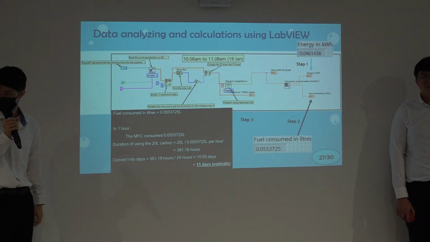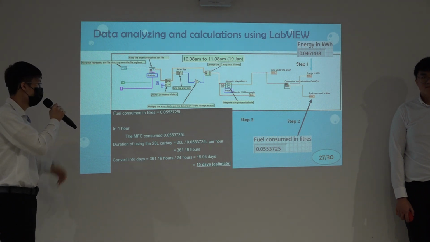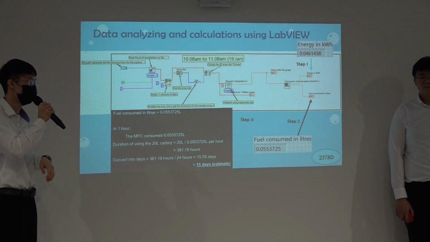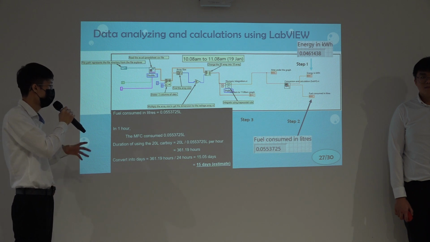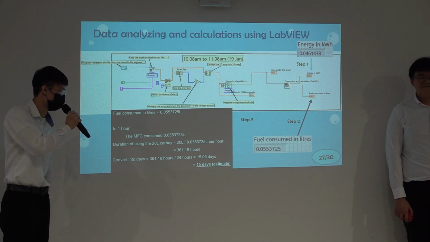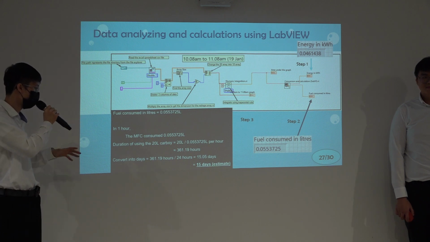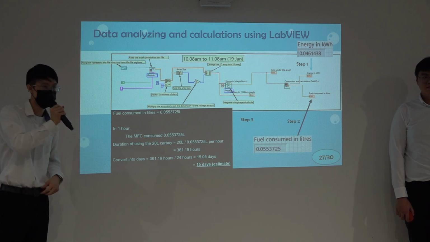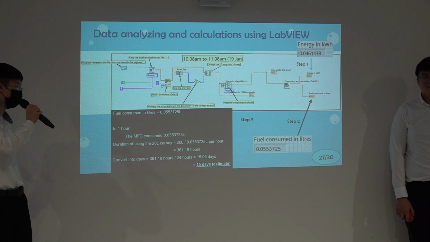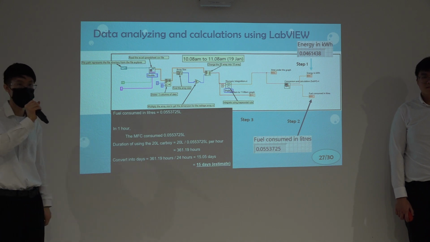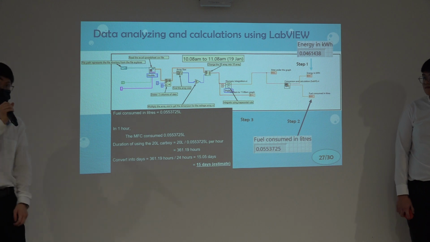Further on, I have used simple calculations provided by Dr. Yip here, so you can find the estimated number of days that the methanol mixture can last. After all these calculations, the estimated number of days for the MFC to consume a 20-liter carboy is approximately 15 days. So I'll move on to the conclusion.